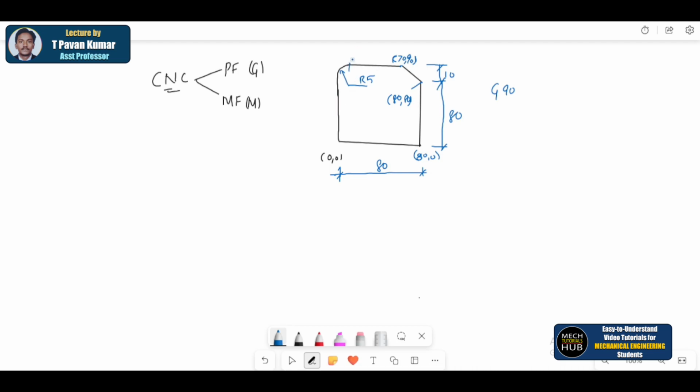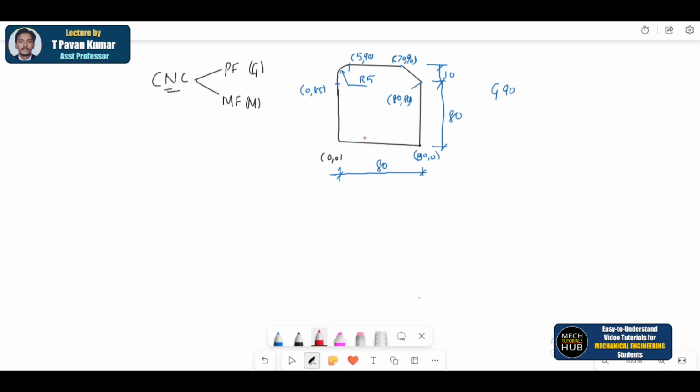Now this vertex point you need to calculate, tangential point. At this point with respect to origin, what is x, what is y? X is 5 already, R5 is given, and y is 90. And at this tangential point, what is x, what is y? X will definitely be 0, followed by y is how much? 90 minus 5 will give you 85. So initially we need to mark the coordinates first. Once you get all the vertex point coordinates, it becomes easy for you to write a program.